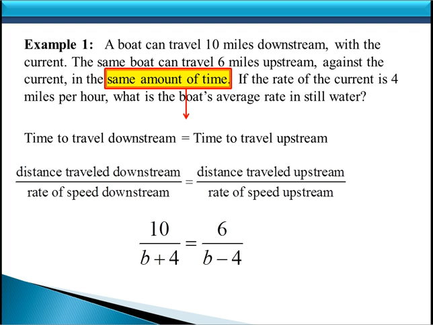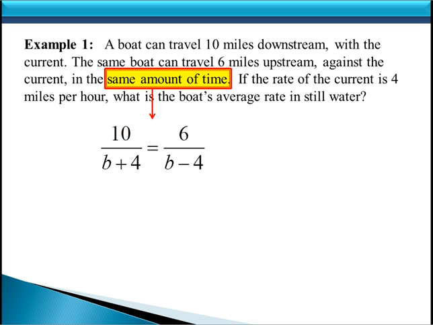So notice that we have a rational expression on either side of the equal sign here, so this makes it a rational equation. And if we solve this rational equation for b, we would be able to answer the question, which is what is the boat's average rate in still water, because that's what b represents. So let's go ahead and solve this equation.